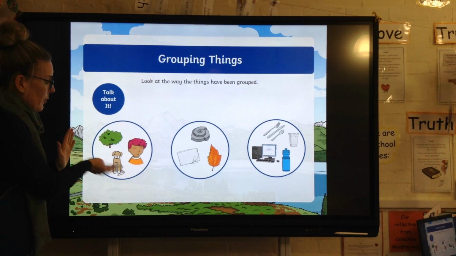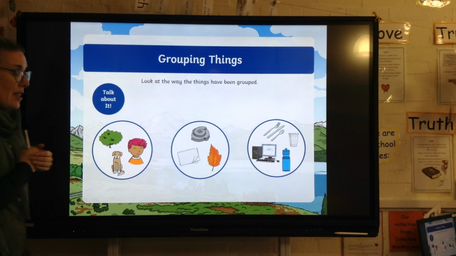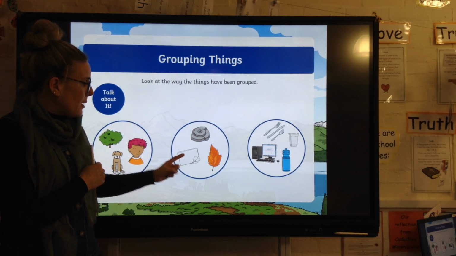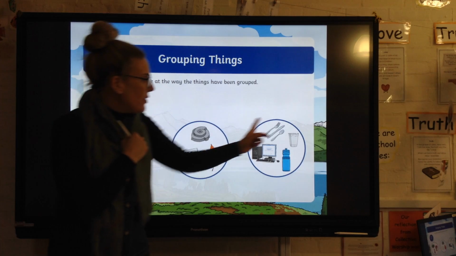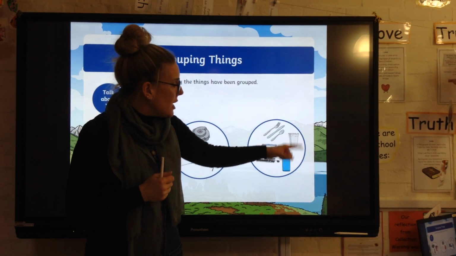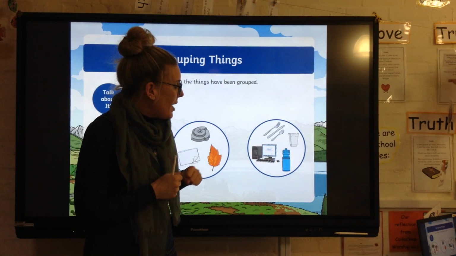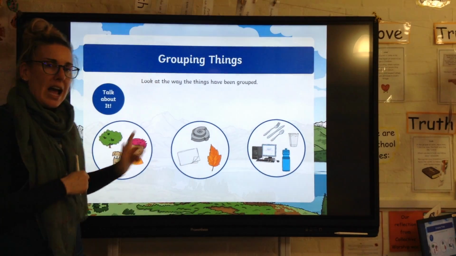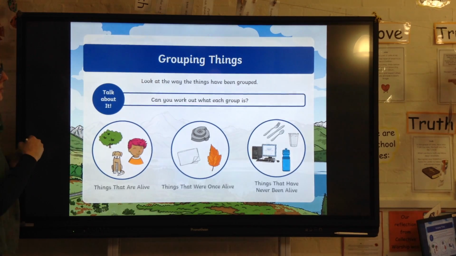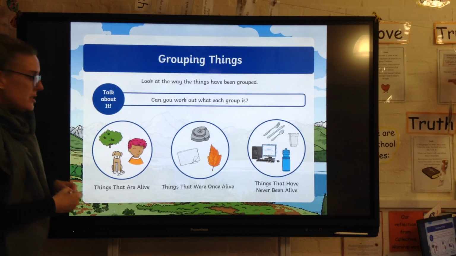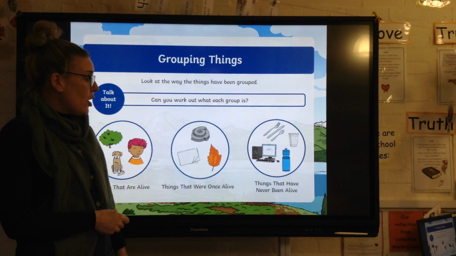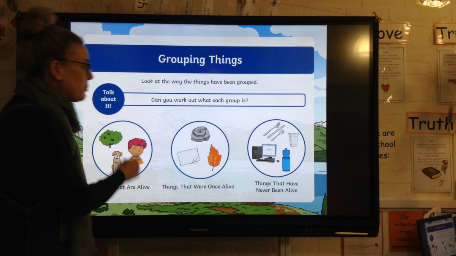So talk about it. They've grouped them here into different groups. Here we've got the dog, the tree and the person. Then we've got a fossil, a leaf and paper. And then over here we have got some other objects: some cutlery, a cup, a water bottle and a computer. How do you think they have been grouped? Oh, and then it gives us the answer. We've got things that are alive, things that were once alive and things that have never been alive.